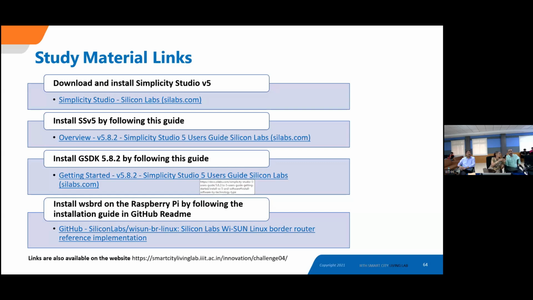Is Simplicity Studio open source? Simplicity Studio is developed by Silicon Labs, but it is available for download by anybody. It's not open source, it's a proprietary solution developed by Silicon Labs, but it's available to you. You don't have to wait for us to give it to you. You can download it right away.